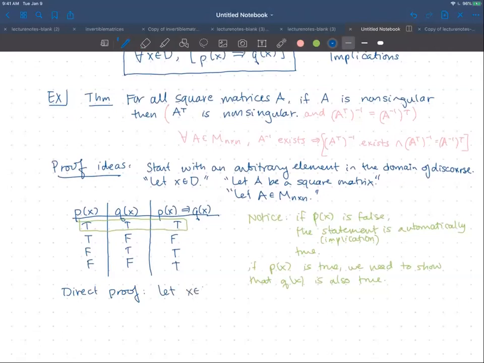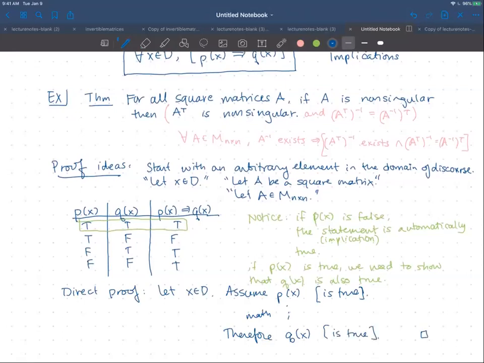Let X be in the domain of discourse, assume P is true. Usually we just say assume P of X, by which we mean assume P of X is true. We do some math or logic, whatever it is that we're using our logic for, but in this case it's math, and we conclude with, therefore Q of X is true.